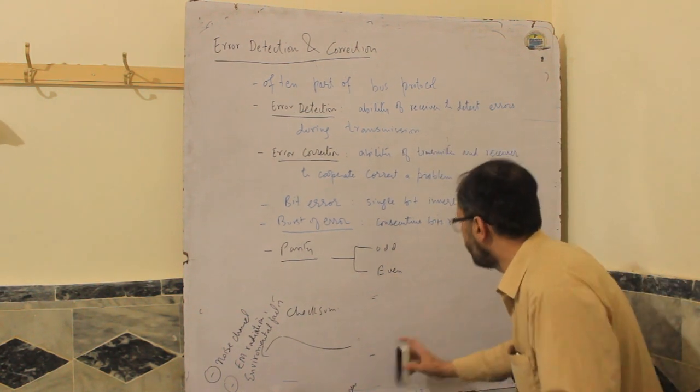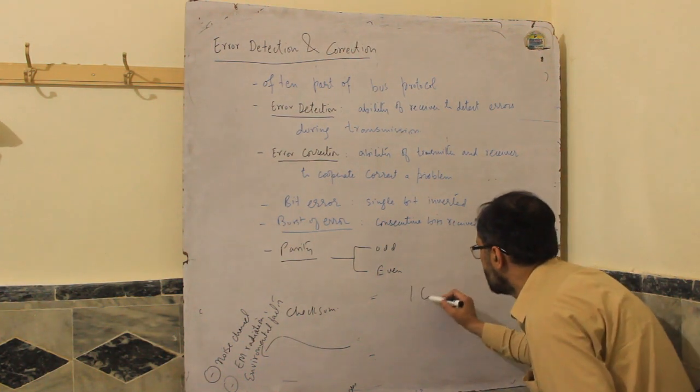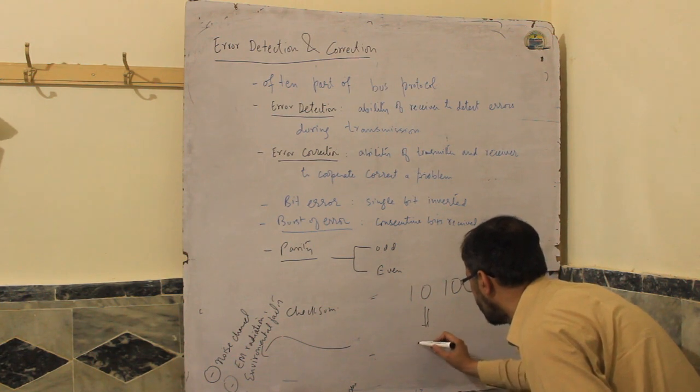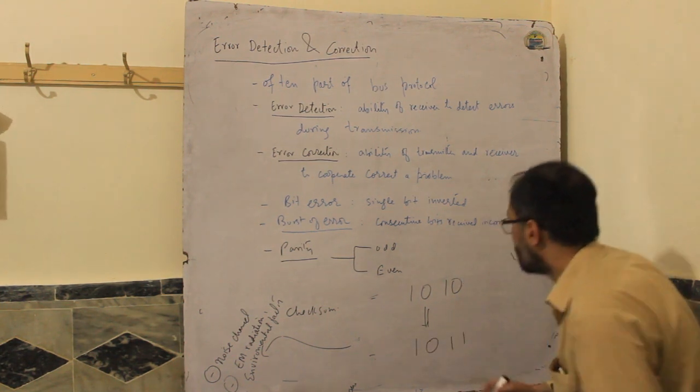Now let's assume that we have this data, 1010, sent by the transmitter, and the data received by the receiver is 1011. What does it imply?